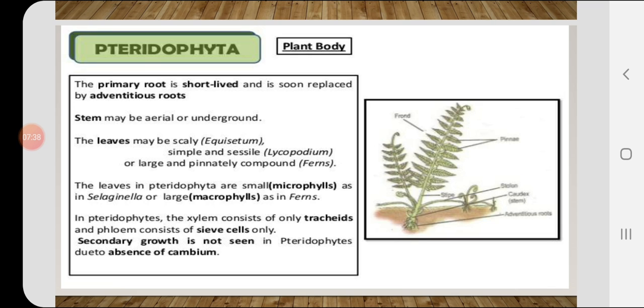In pteridophytes, the xylem consists of only tracheids and the phloem consists of sieve cells. As I have told you, this is the first vascular plant, that means they show xylem and phloem. But xylem shows only tracheids and phloem shows only sieve cells. Secondary growth is not seen in pteridophytes due to the absence of cambium.